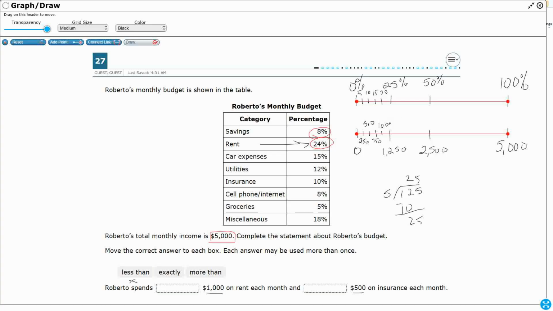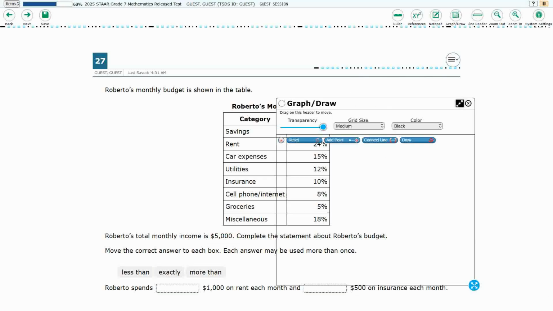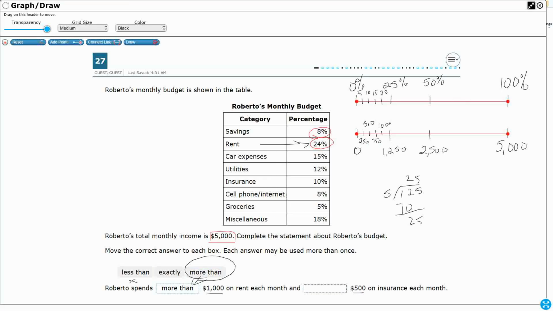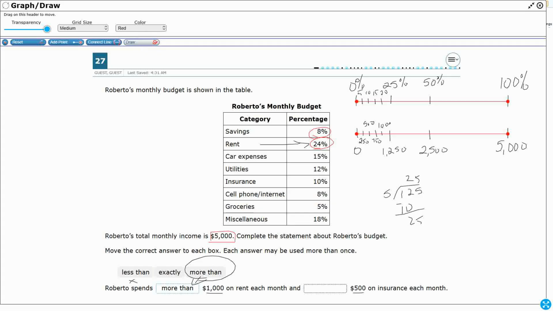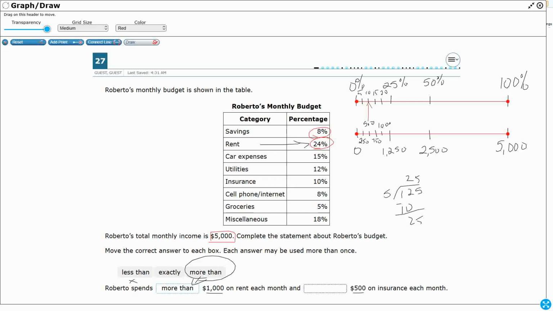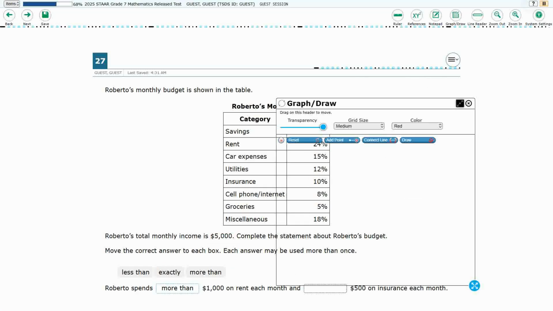So at 20%, I was at 1,000. And he's at 24%, so I can tell you that's going to be more than 1,000. Let's go ahead and put that right there. And then I'm looking at my $500 a month. $500 a month is exactly 10%. What does he have for insurance? It looks like it's going to be exactly. So we can put exactly right there.